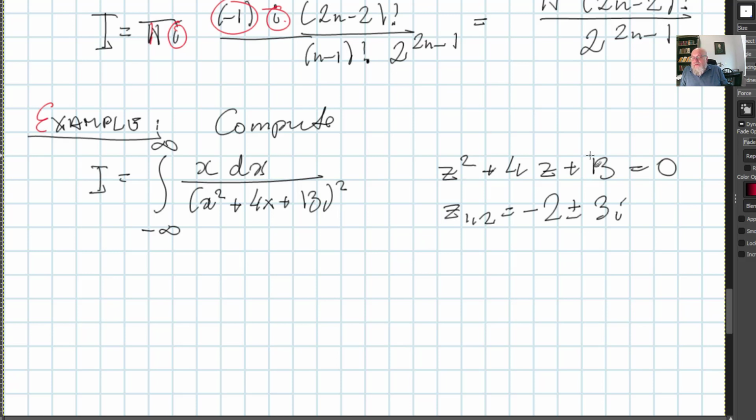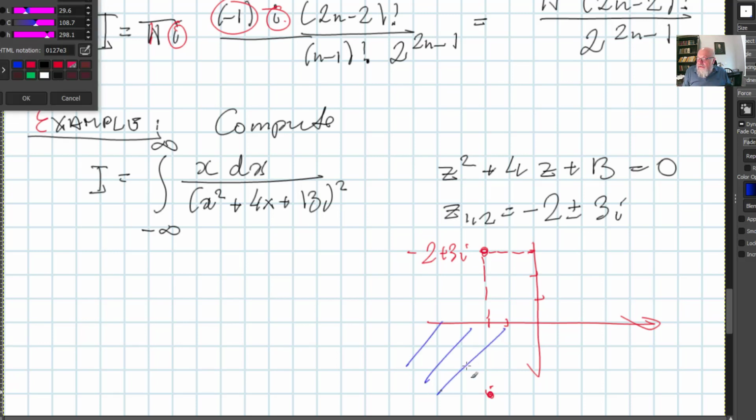So there are two roots. Only one of them is in the upper plane. Namely, this is minus 2, and this is 3. So this root is here, minus 2 plus 3i, and the other one is here, the disregarded part. So the only one is that one. So I put it like this: z0 is equal to minus 2 plus 3i.